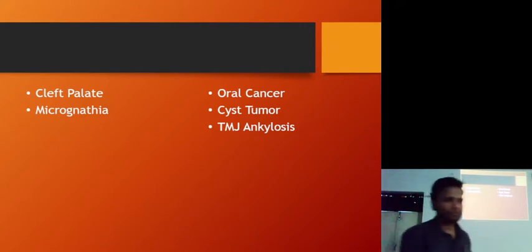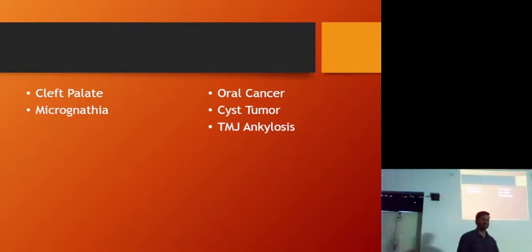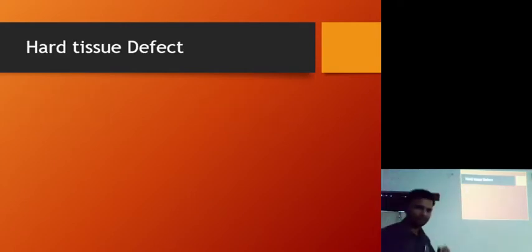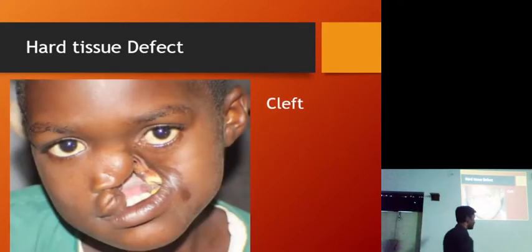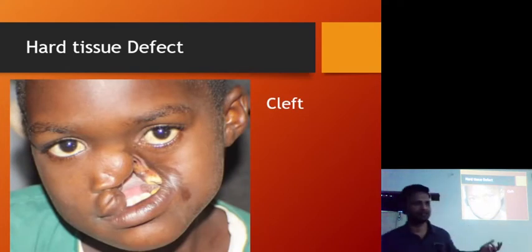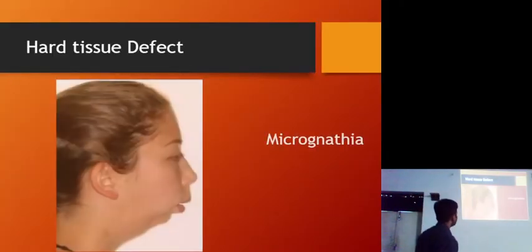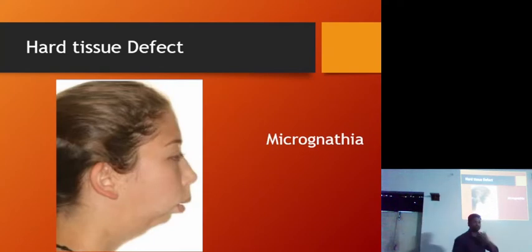So basically these are the conditions that either directly have a hard tissue defect, or the treatment, the management of these conditions, leads to hard tissue defect. For example, cleft, patient has a cleft alveolus and cleft palate, right? So he has a hard tissue defect. Okay. Then we have micrognathia, the jaw is smaller.